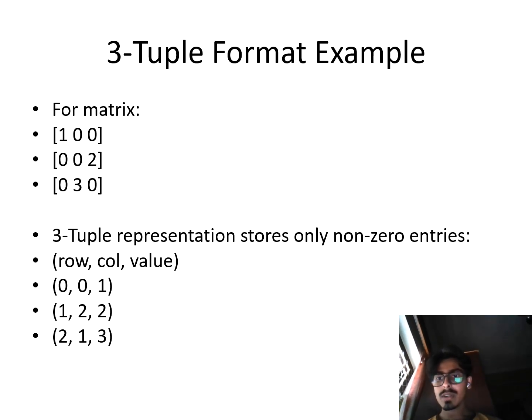Three-tuple format example. So here's a matrix: 1 0 0, 0 0 2, 0 3 0. In the three-tuple representation, we store only the non-zero elements along with their row and column indices. So the matrix becomes 0 0 1, 1 2 2, and 2 1 3. This way we save a lot of space and focus only on meaningful values.